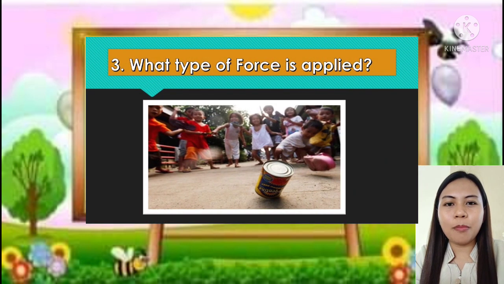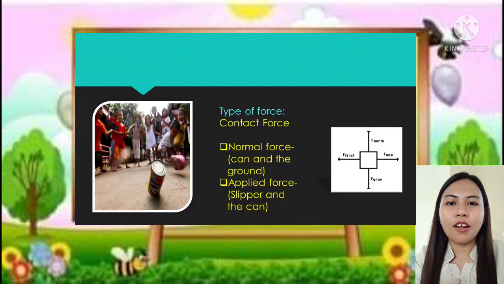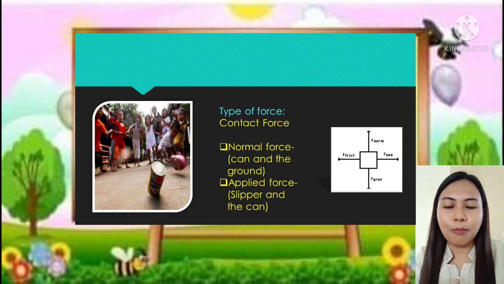I have here picture number 3, the laro ng lahi. What do you think is the force that is applied to this picture? Okay, very good. It is contact force. And I have here a free body diagram. First is the applied force between the can and the slipper. And second is the normal force that is applied between the can and the ground.